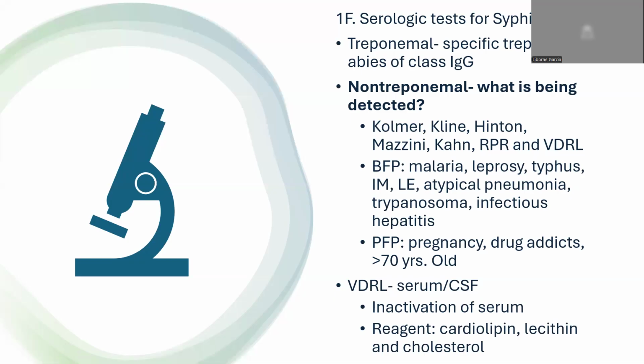And then you have your lecithin and cholesterol, which increase the sensitivity of your test. The lecithin will neutralize the anti-complementary activity of your cardiolipin, while your cholesterol will enhance the complement fixing capacity of your cardiolipin with your reagent.